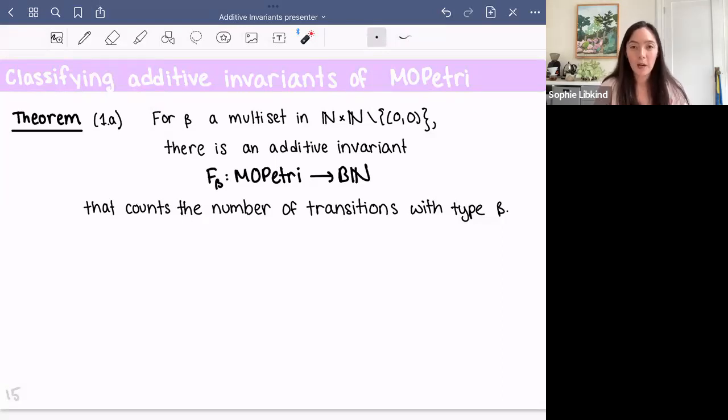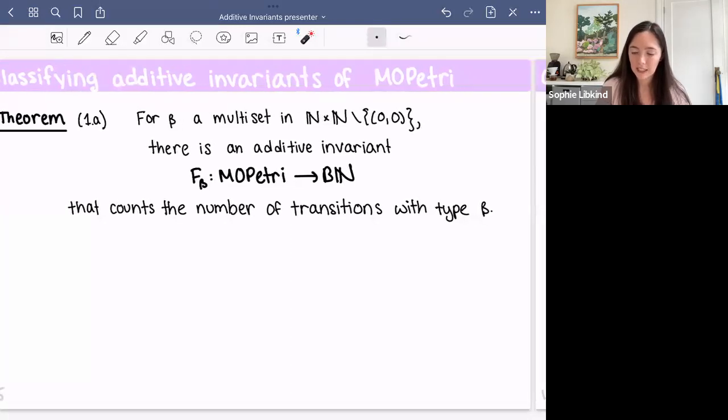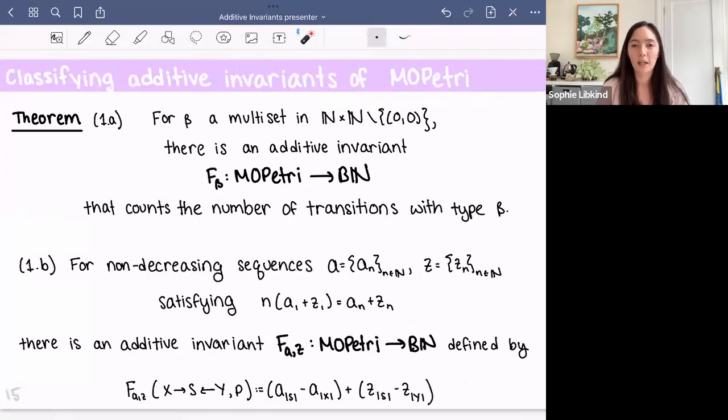Now, in the category of open Petri nets, we had this feature that any additive invariant was 0 on transitionless open Petri nets, but that's actually not true in this category of MOPE nets. So we're going to need some additive invariants that capture information about the underlying cospan. So for two non-decreasing sequences of natural numbers, A and Z, satisfying this property, n times a1 plus z1 equals an plus zn, there is an additive invariant, which we'll call F of AZ, which is defined as follows.